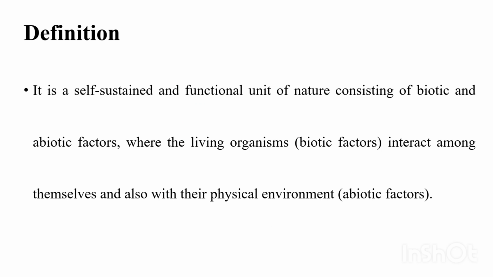What is an ecosystem? It is a self-sustained functional unit of nature consisting of biotic, that means all the living, and abiotic, that means non-living factors, where living organisms, that means the biotic factor, interact among themselves and also with their physical environment. It is the relationship between the living organisms and the relationship of living organisms with their physical environment.